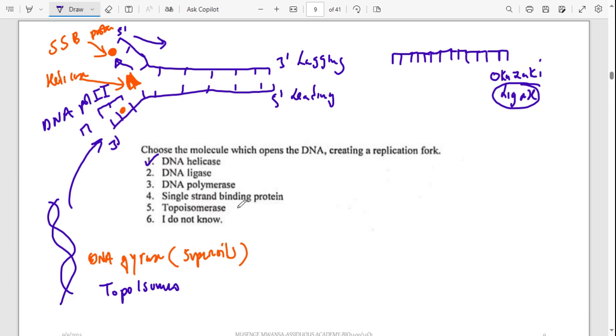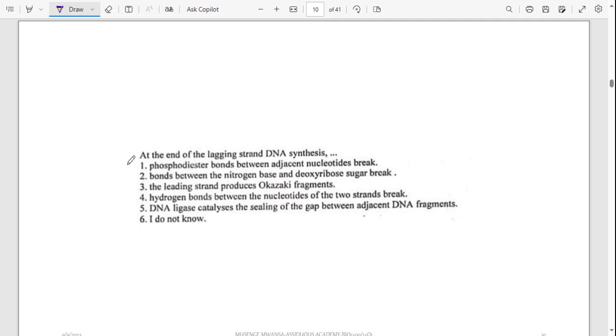So I've explained what each one of these enzymes here are doing. At the end of the lagging strand DNA synthesis, phosphodiester bonds between adjacent nucleotides break. They don't break, they are supposed to form. Bonds between the nitrogen base and deoxyribose sugar break. No bond breaks, we are forming bonds. The leading strand produces Okazaki fragments. No, it's the lagging strand. Hydrogen bonds between the nucleotides of the two strands break. No, we don't break.